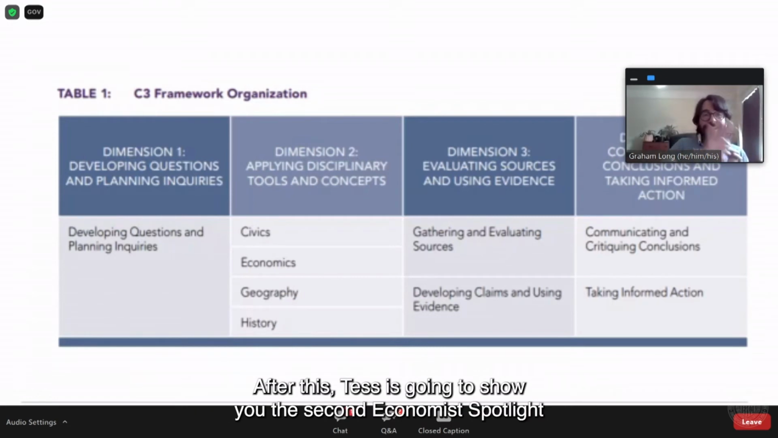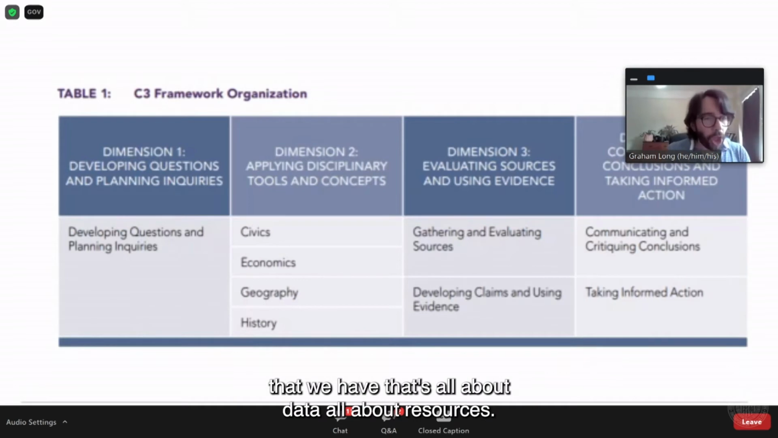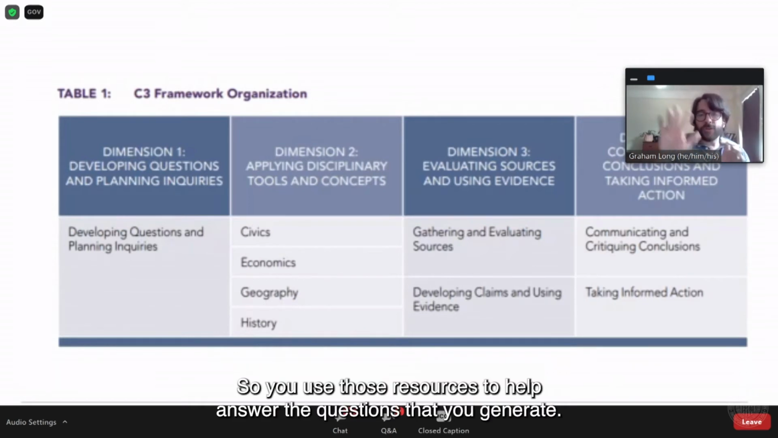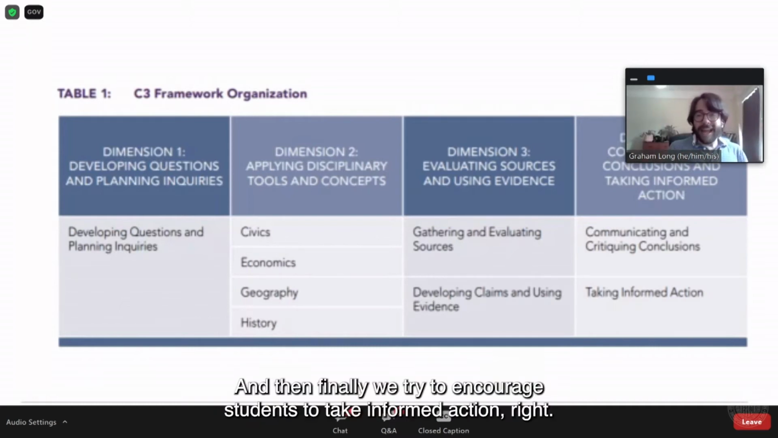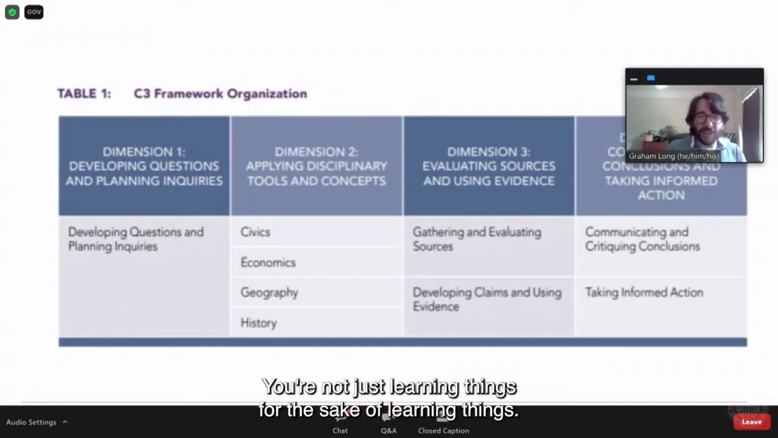After this, Tess is going to show you the second Economist Spotlight that we have that's all about data and all about resources. So you use those resources to help answer the questions that you generate. And then finally, we try to encourage students to take informed action, right? You're not just learning things for the sake of learning things.